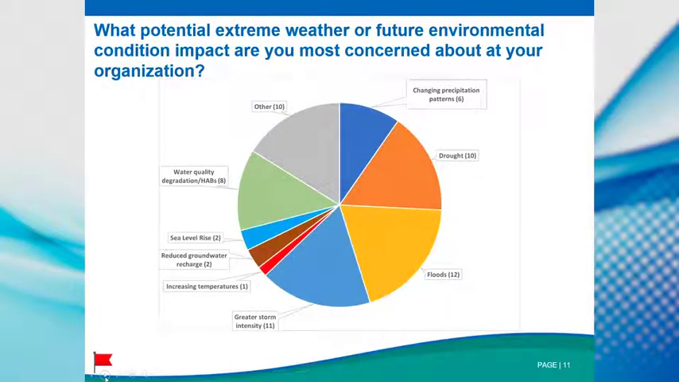And then the last thing we wanted to ask when you registered was what are some potential extreme weather or future environmental condition impacts that you're most concerned about at your organization? Again, starting at the top and going clockwise, folks mentioned changing precipitation patterns, drought, floods, those got a lot of votes. Greater storm intensity got a lot of votes. Water quality degradation or harmful algal blooms, also a lot of votes. And then under the other piece of the pie there, folks indicated urban flooding, tornadoes, tropical storms, hurricanes, sanitary sewer overflows, and earthquakes. So thanks everyone for chiming in on that.